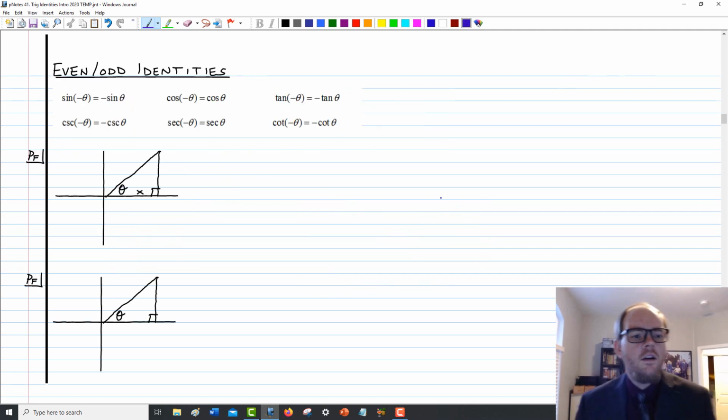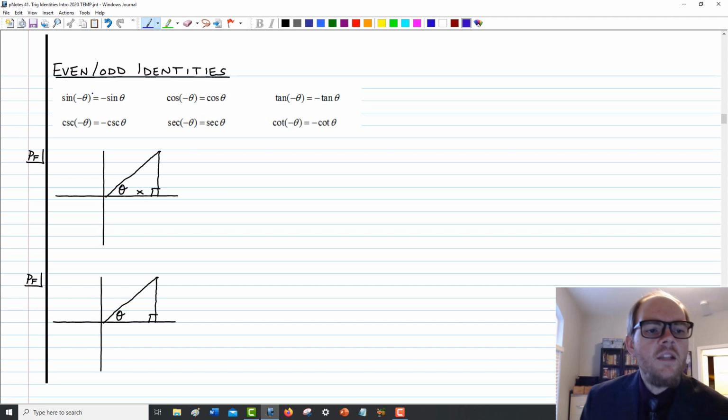The last ones we want to hit are the even and odd identities, and these are written in here. I have them already pasted in there, so sorry they're a little bit smaller. And I'm actually going to prove two of them for you as our final piece of this short little introduction, simply so that you can see them occurring two different ways.